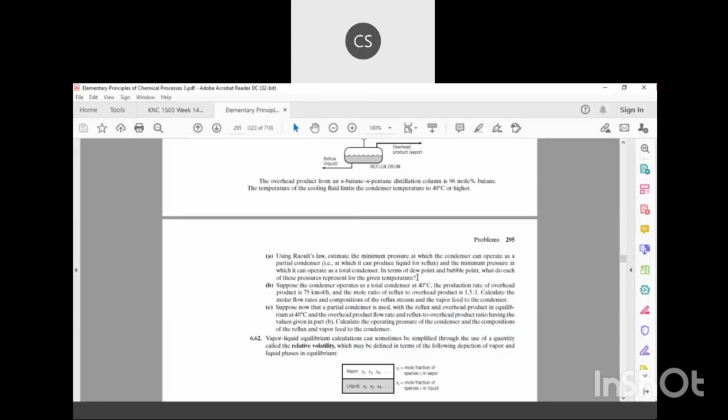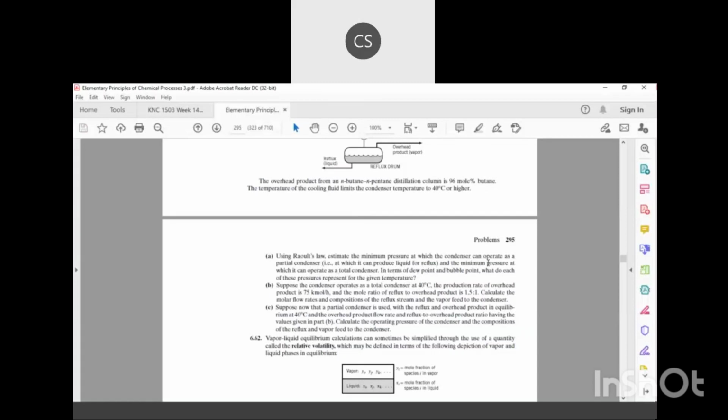So for part A, do you have any questions, or what don't you understand here for part A? I don't know how to calculate the partial condenser pressure. Oh, okay. The minimum pressure.